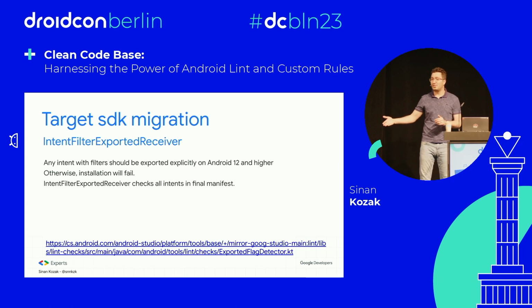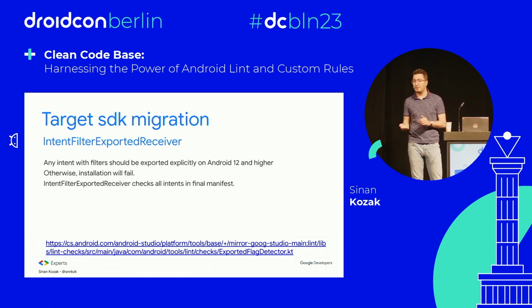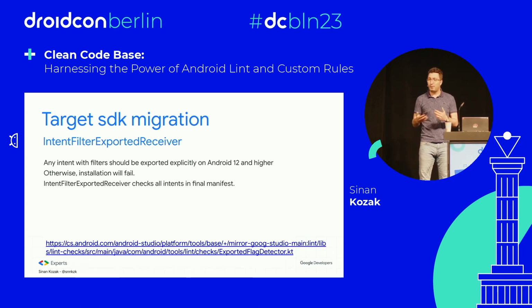Every target SDK change comes with different behavior changes, and for those behavior changes, you can go and read the documentation. Sometimes there could be niche migration needs or wrong usages that are not clear from the documentation. One example for that is the intent filter exported receiver.